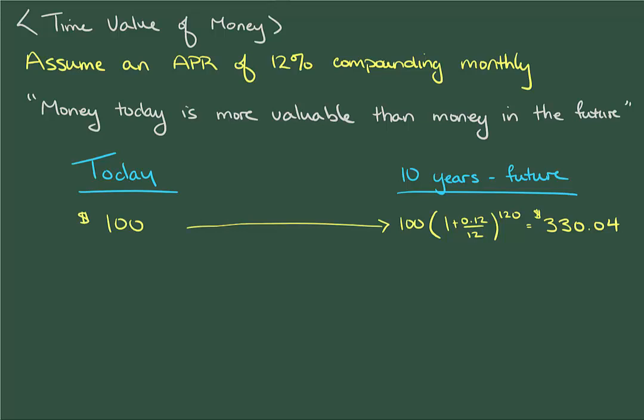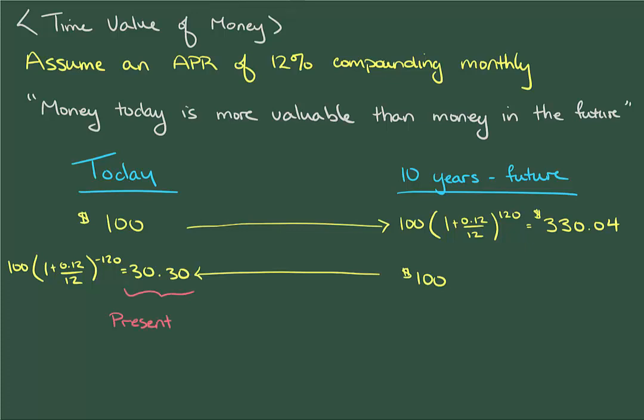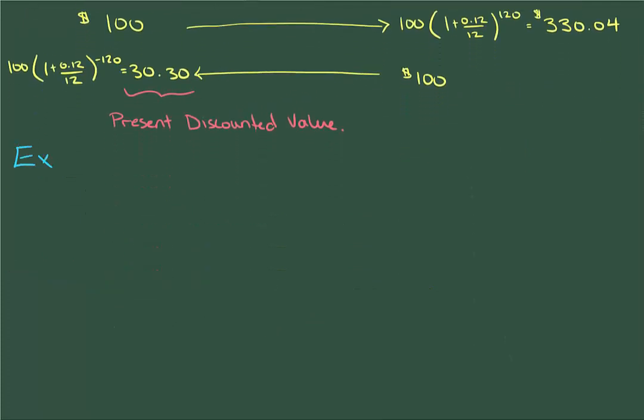A different perspective is to look at what $100 in the future is worth today. So let's take our $100 occurring 10 years in the future and compute its present value. We plug everything into our usual formula and get about $30. This is a bit more clear. Receiving $100 10 years in the future is only worth $30 today. Another name for this phenomenon, that the present value is worth less than the original amount, is the present discounted value.